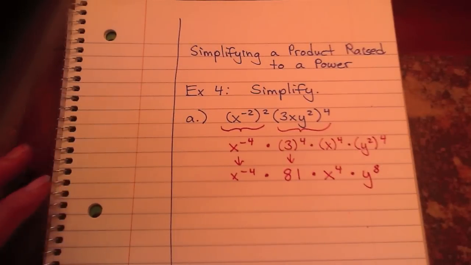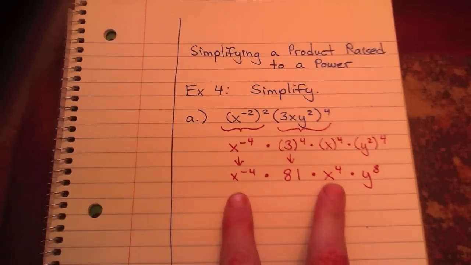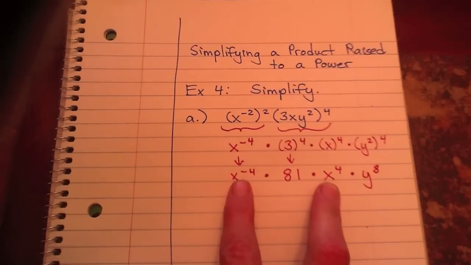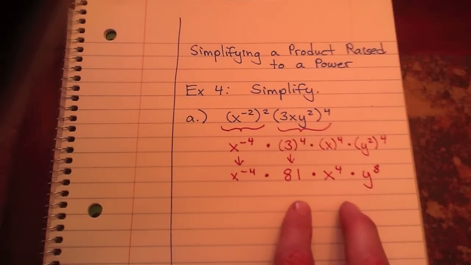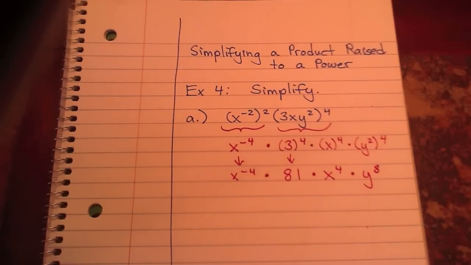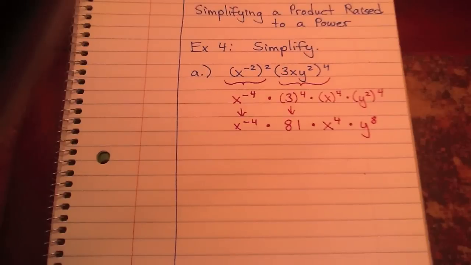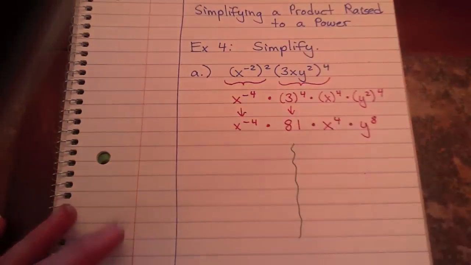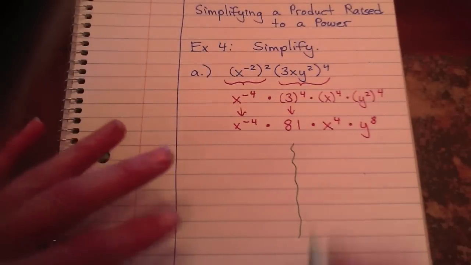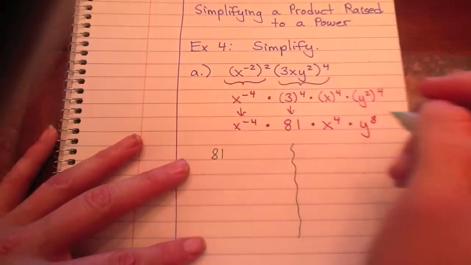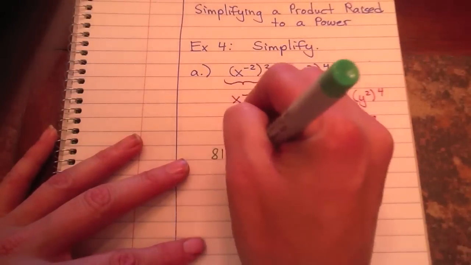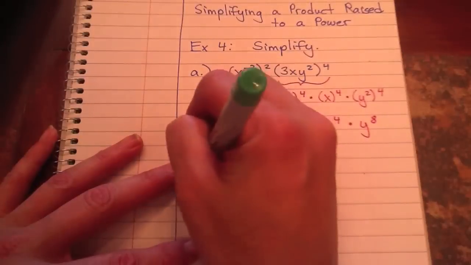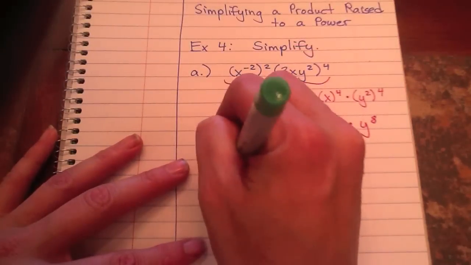Now from here, I'm going to start to look for things that I can combine. Again, you have two options. You can use the rule of adding your exponents here, or you can move this to the bottom of a fraction. So there's two ways that you could go about doing this and still end up at the right answer. So I'm going to go ahead and split it from here, and we'll show both ways. One way would have 81 x to the fourth y to the eighth over this negative x to the fourth.